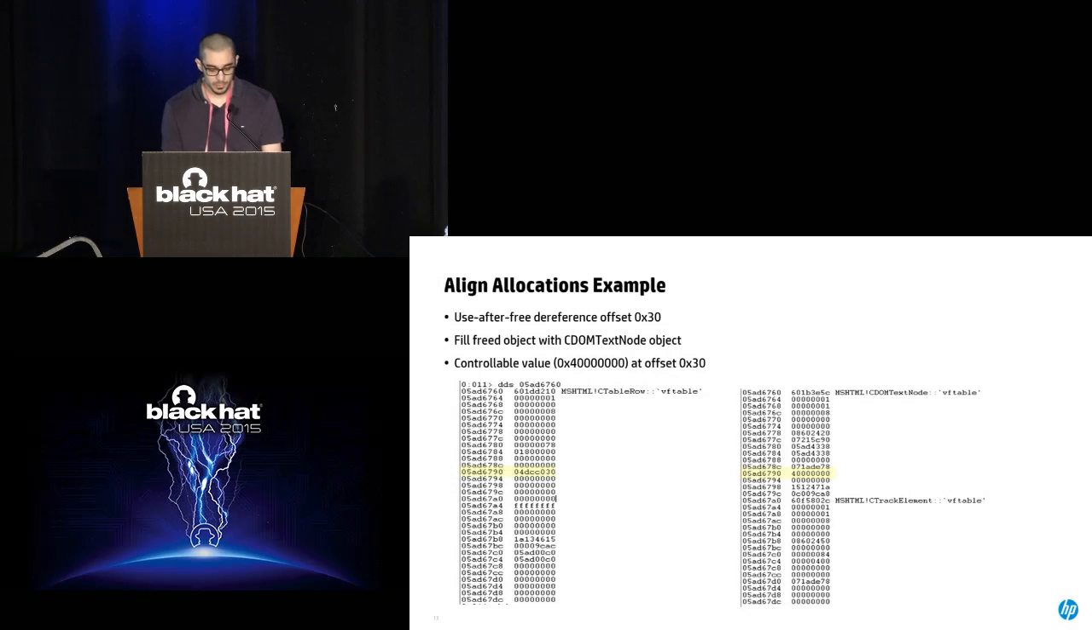So in this WinDbg dump, there's a before and after shot. Before, you can see the CTableRow object, and after, you can see that it has been overwritten by CDOMTextNode. Highlighted in yellow is the offset that we're targeting. It's offset 30. And basically the CDOMTextNode contains the value 40000 at that specific offset. That value can be sprayed, and the attacker can have some partial control via spray or anything like that.